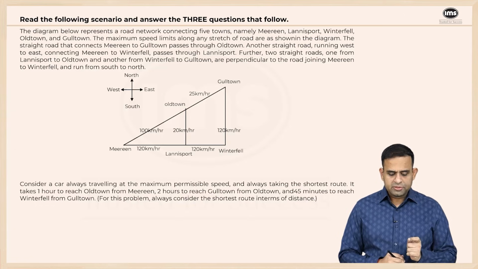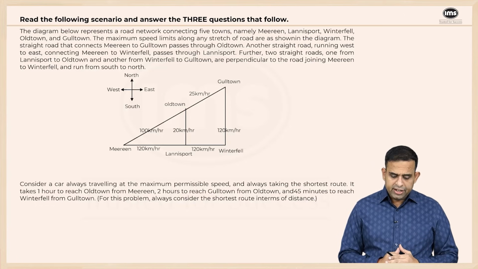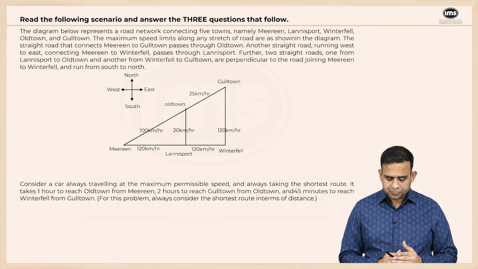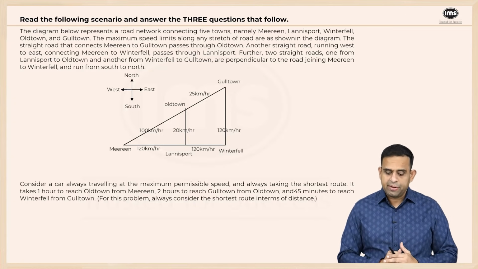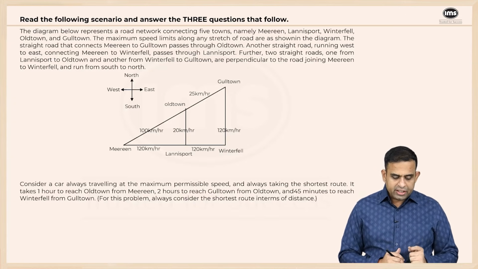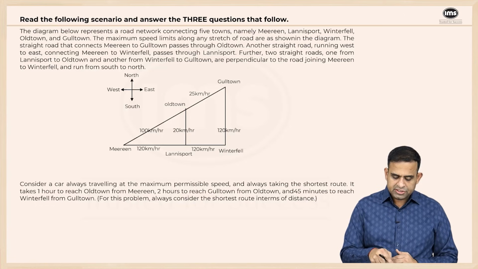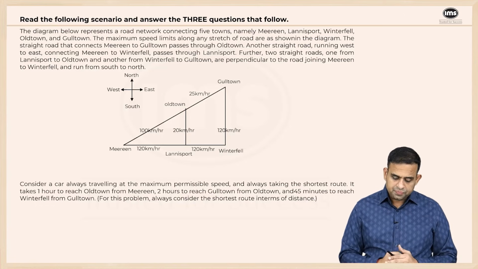The diagram below represents a road network connecting 5 towns, namely Marine, Lannisport, Winterfell, Old Town and Gulltown. The maximum speed limit along any stretch of road is also shown in the diagram. For example, someone going from Marine to Old Town, the max speed allowed is 100 kmph. Then they are saying that the straight road that connects Marine and Gulltown passes through Old Town. So you can see Old Town comes in the straight line between Marine and Gulltown.